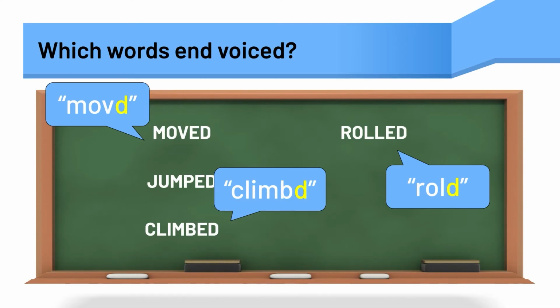Move, move, move. My notes indicate that the final V sound is voiced. Let me check with my hand to be sure. Move. Yes, it's voiced because I feel a vibration. So move would be pronounced in past tense as moved. Yes, correct.